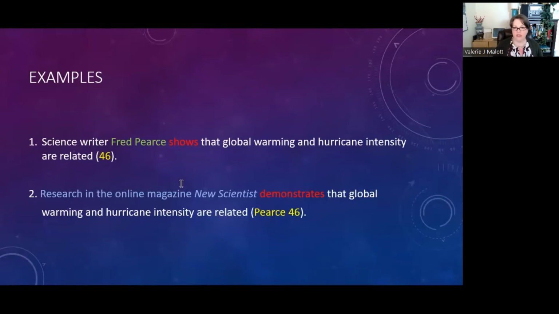Similarly, research in the online magazine New Scientist demonstrates that global warming and hurricane intensity are related. And then in the parenthetical citation, we have the author's last name and the page number. So here we're relying more on the credibility of the publication called New Scientist, and it says the exact same thing here, and yet we have the parenthetical citation of the author's last name and page number because we have a named author.